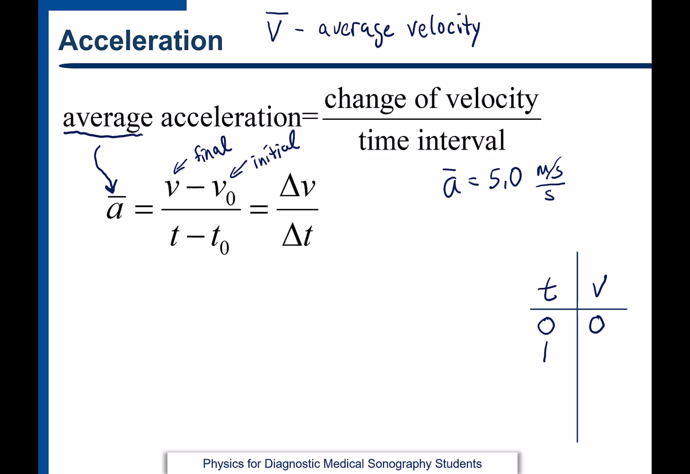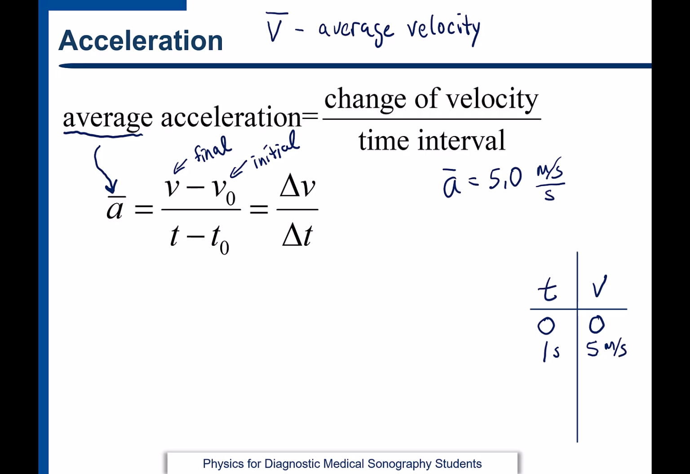Let's figure out how fast it's going after 1 second. Well, if the acceleration is 5 meters per second squared, that's simply telling you that for every second that goes by, the velocity changes by 5 meters per second. So after 1 second, our velocity will be 5 meters per second.